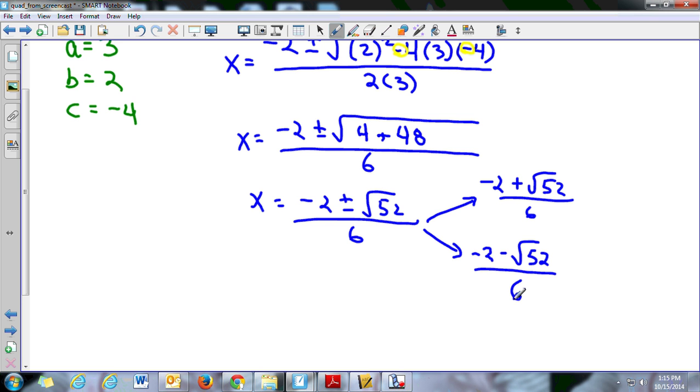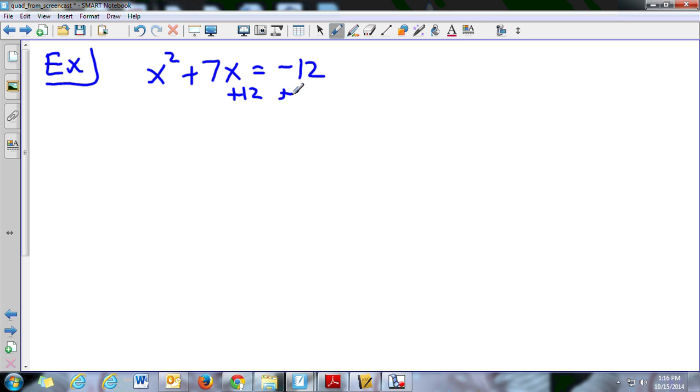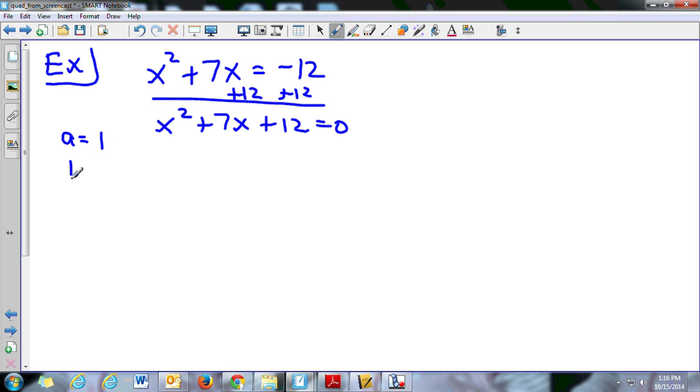All right, so another quick example here to help you out. What if our equation is not set equal to 0? Let's say I've got x squared plus 7x equals negative 12. Okay, our equation is not set equal to 0. We need it to be set equal to 0, so that's what we need to do first. Add 12 to each side, and now your equation is set equal to 0. Now you can determine your three values and use your quadratic formula.